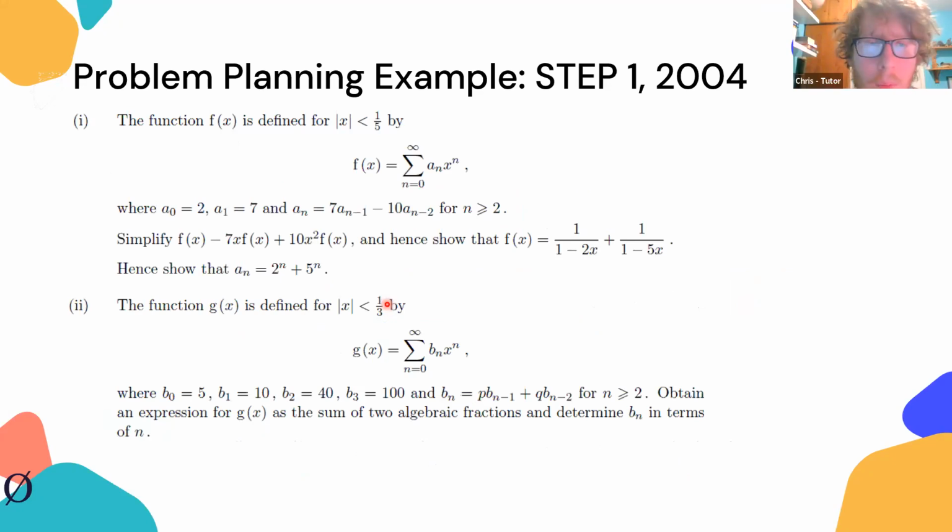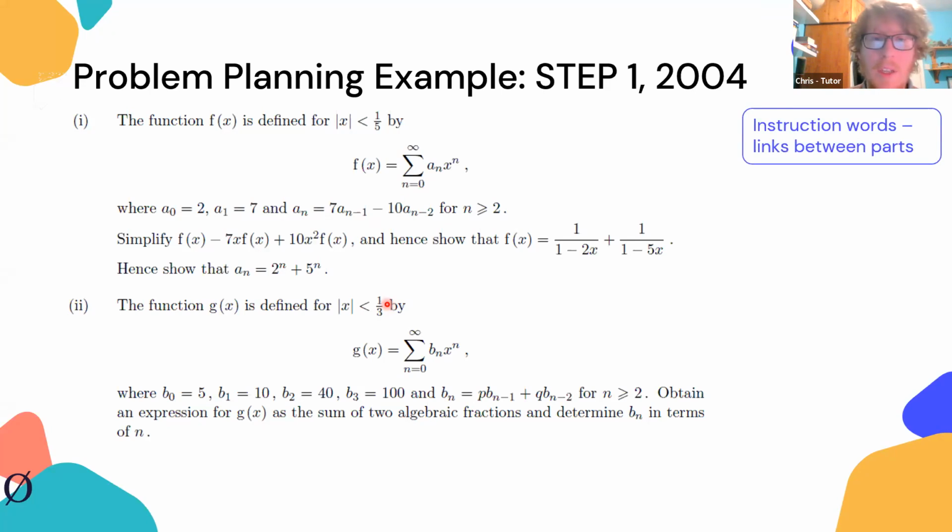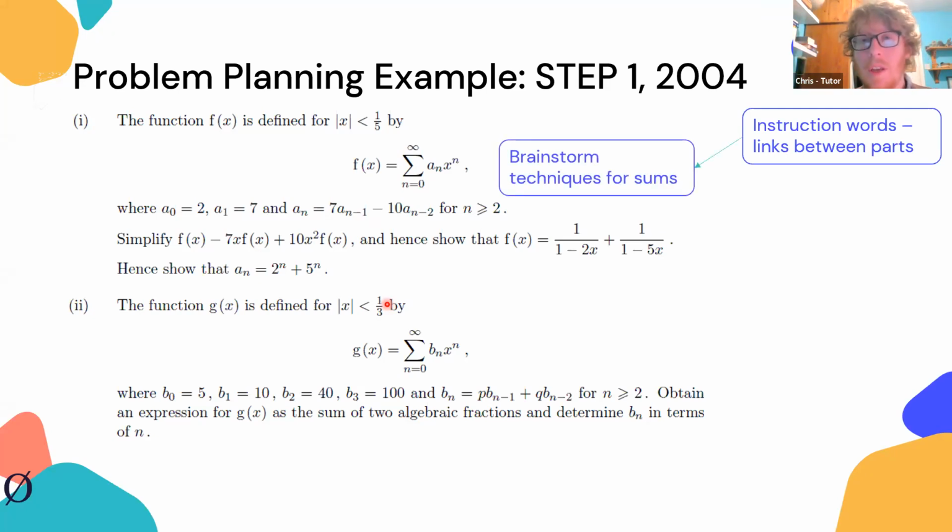So I think we just want to summarize our thought process quickly. What did we do? First, we looked at the instruction words and the links between parts. So basically, that's the structure of the question. We brainstormed some things for one of the key concepts, which is sums, because there are a few things we know how to do with sums, so we can quickly bring those to mind. What were they, Chris? We said, firstly, is it a known kind of sum? Secondly, does it help writing out any terms? And third, can you split it up or combine sums together somehow?